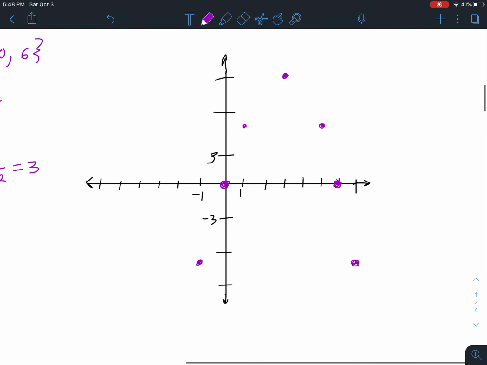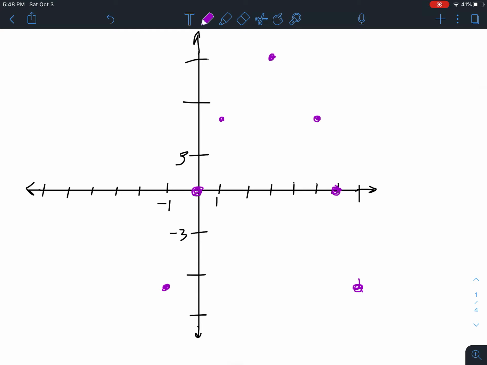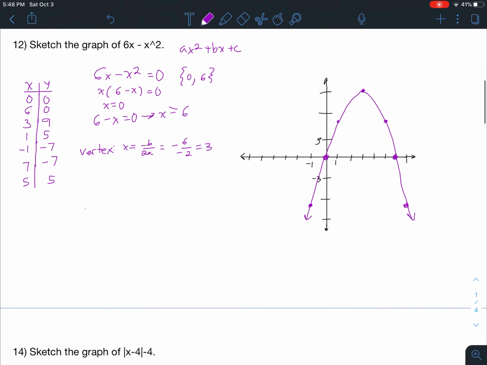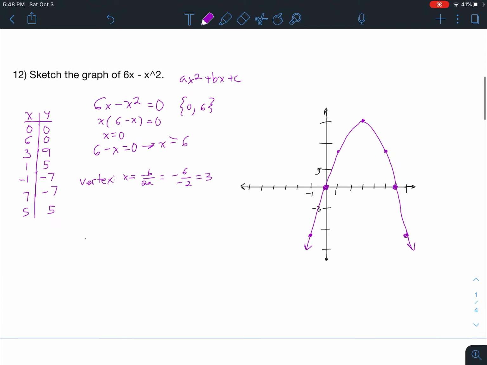With all these points plotted, you can draw the line through them. I'm not going to do this well, but it doesn't really matter. And then just make sure you put an arrow on the end of both sides because it keeps going outside of the place where you drew it. And that's the end of this question.